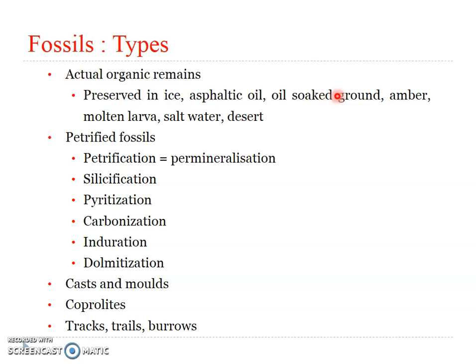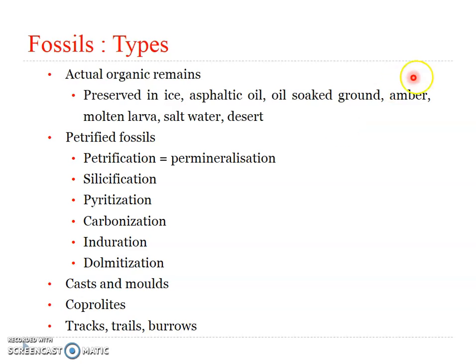Similarly, complete skeletons of over 20 dinosaurs belonging to the Jurassic period, extending about 150 million years ago, have been excavated from the famous dinosaur beds in Utah, USA. So again, that is also oil-soaked ground that has preserved the specimens intact.